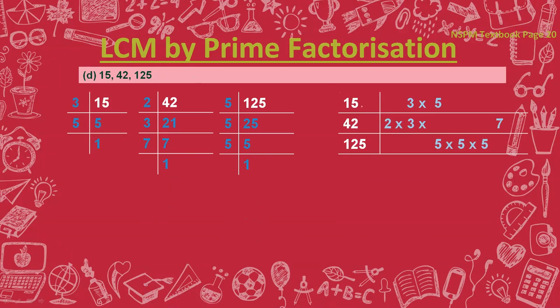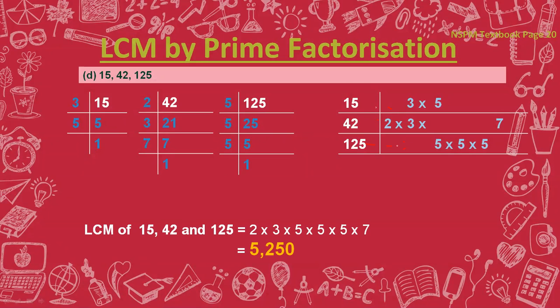In step number 2, what are the factors? You have to write them. For 15 I'm getting this, for 45 I'm getting this, for 125 I'm getting this. In step number 3, this is the most important step, you are collecting all the factors. Okay, look, there is no 2, no problem. You have to write all the factors in step number 3. Those that are common, you consider one time.